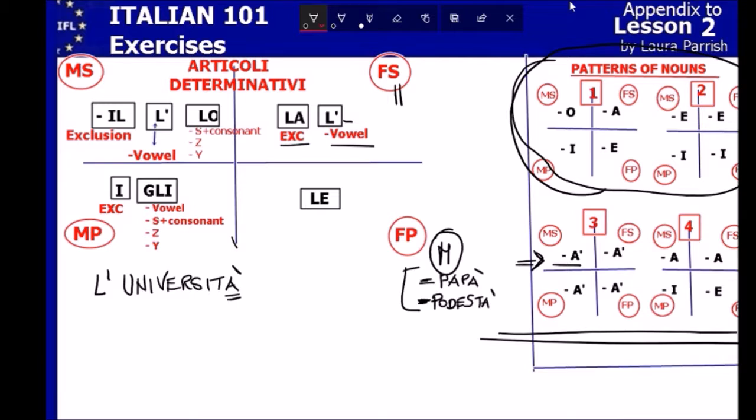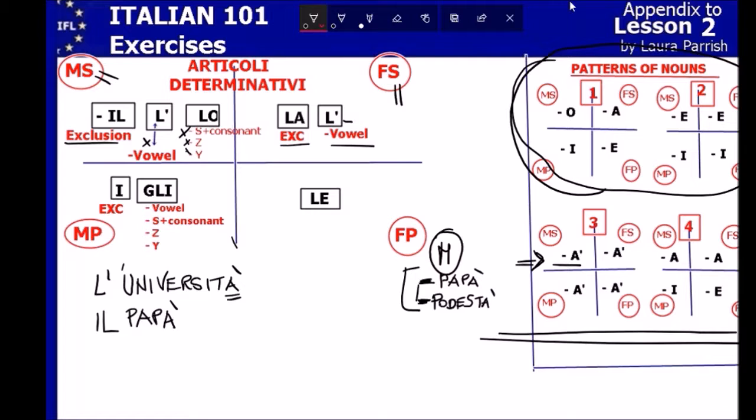Let's do another ending in a accent. Let's do papà. Papà, daddy. Okay? So here we know it is one of the 2 exceptions. We know it is masculine because there are only those 2 exceptions. So we go in the corner of masculine. We start from here. Does papà start with S plus consonant? Z, no. Y, no. Vowel, no. Okay, by exclusion it is il. In fact, the right article is il papà.